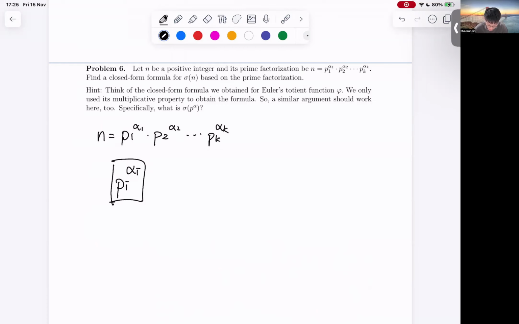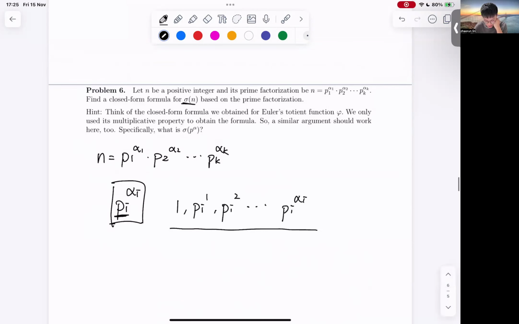we should consider what is the divisor of this pi to the power of alpha I. So since pi is a prime, we should only have pi to the power of 1, pi to the power of 2, etc., up to pi to the power of alpha I, right? So this is all of the possible divisors of pi.